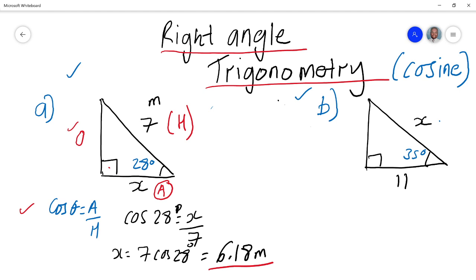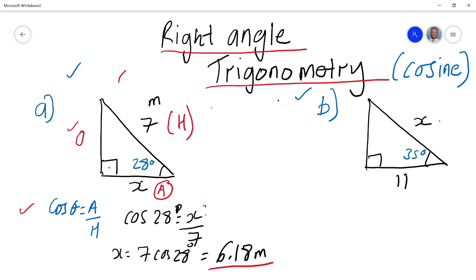So in place of theta, you put 28. In place of H, you put 7. And because we're trying to work out the numerator, you cross multiply. So 7 times cos 28. And if you're unsure, work it out again until you get the same answer. I've done it twice, so it's 6.18 meters. All right, so that's how you work out A.